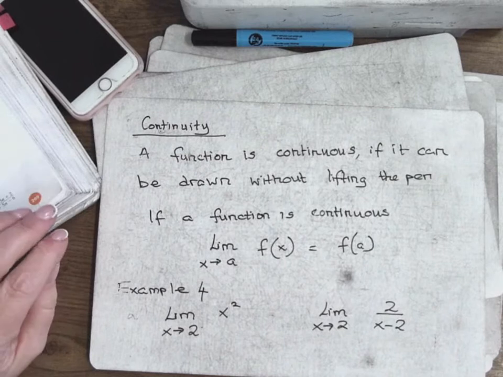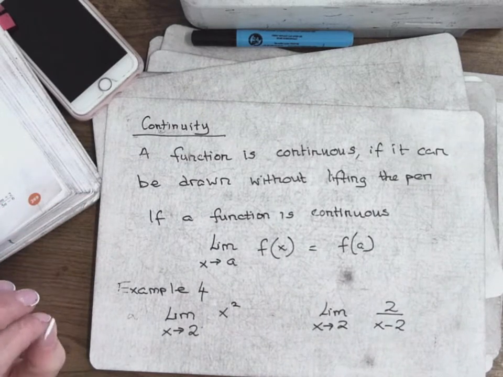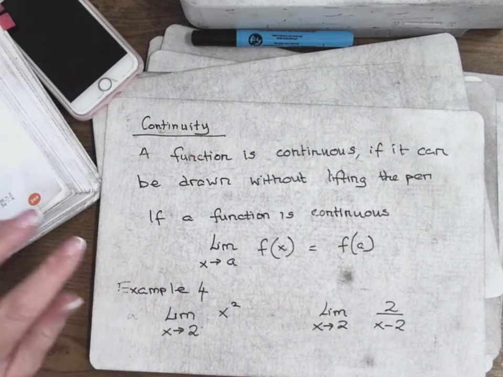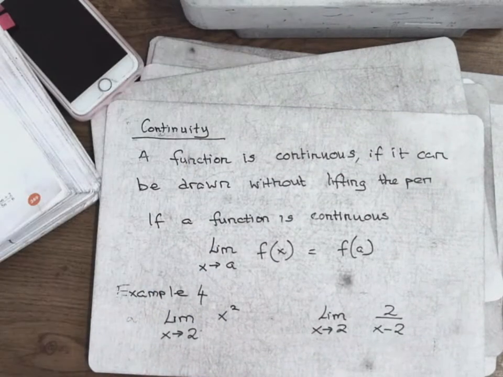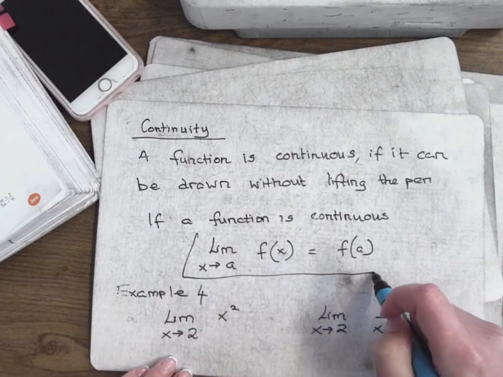A function is continuous if it can be drawn without lifting the pen. And then here's the rule. If a function is continuous, this is the rule.